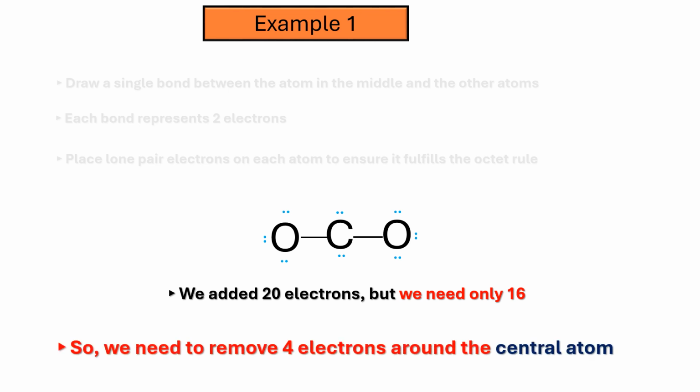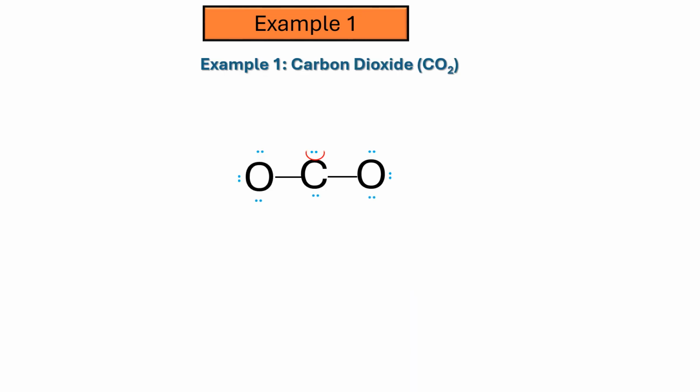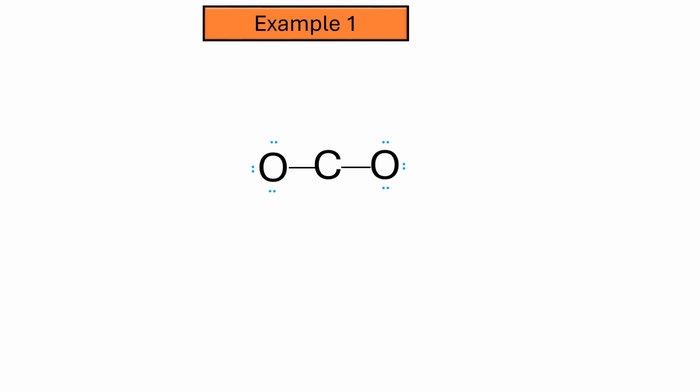So we had to remove 4 electrons from the central atom, from carbon. So we're going to remove 4 electrons from carbon to make sure that we have 16. So we remove these 2 electrons, we cross them out, and we remove these 2 electrons. Now we have a total of 16 electrons, but carbon is not happy.